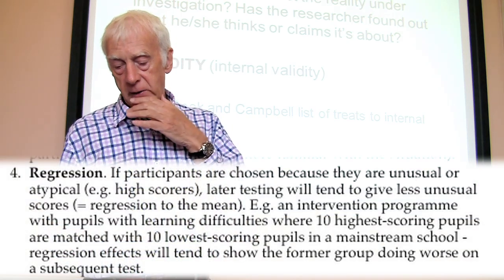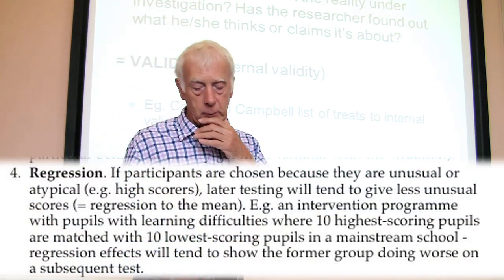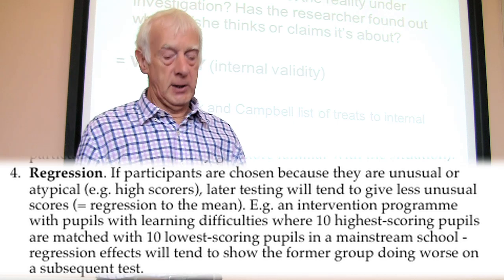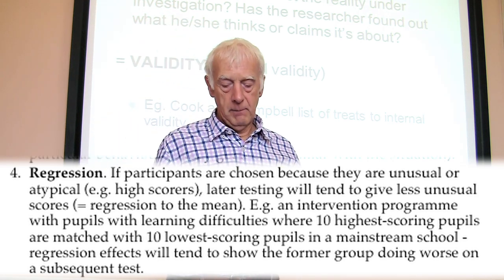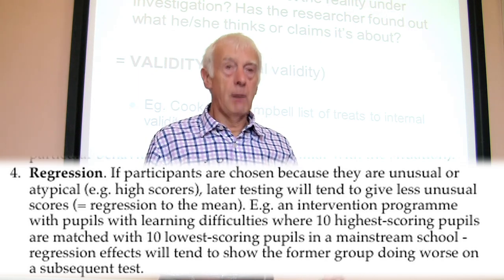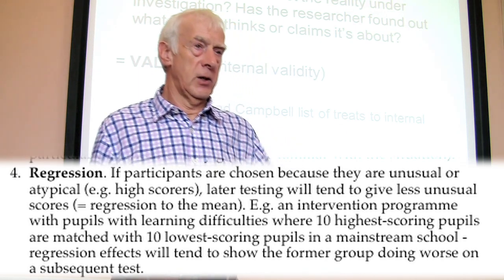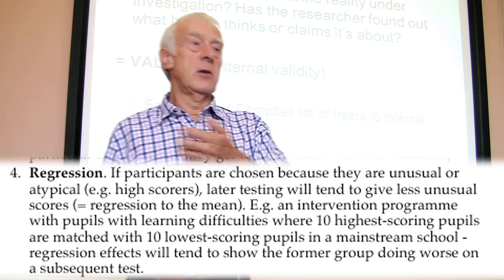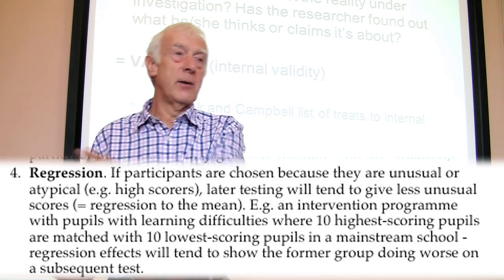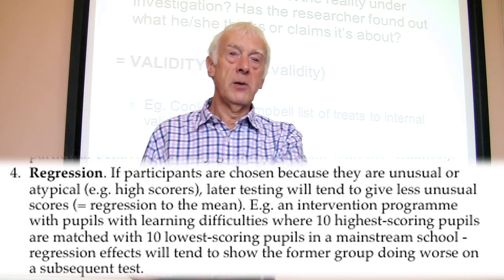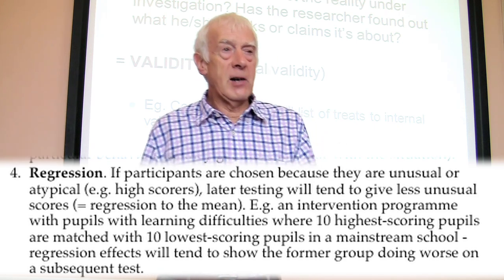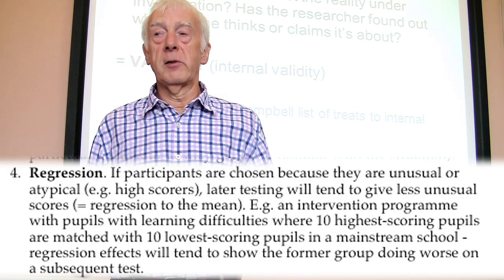The example I give here is an intervention program with pupils with learning difficulties, where you pick the 10 highest scoring pupils matched with the 10 lowest scoring pupils. If you retest them, of course you're going to get these regression effects. The 10 highest scoring will tend to regress towards the mean downwards, and the 10 lowest scoring will tend to go the other way, raising their marks towards the mean. Not because of any change in their actual ability, but simply because of regression to the mean.